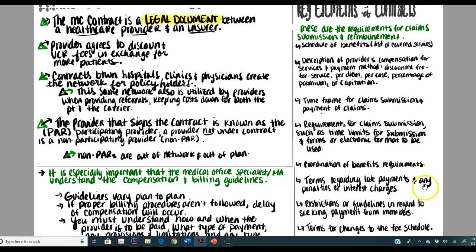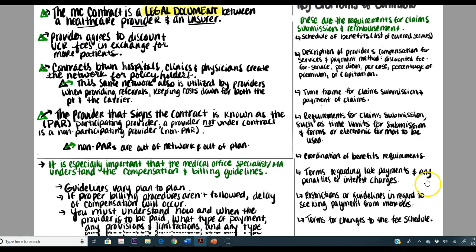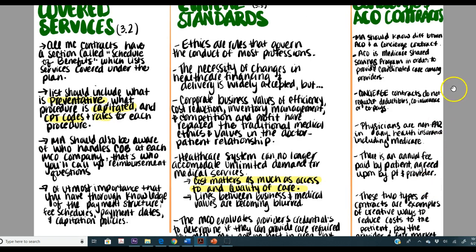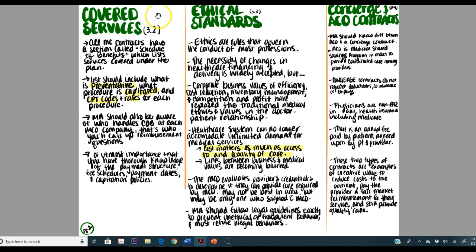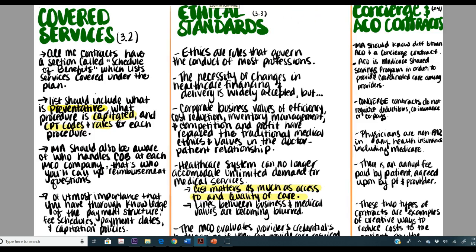Alright, so I keep flipping back. The last section on page 2 is Concierge and ACO contracts. So you should know the difference between the ACO and a Concierge contract.